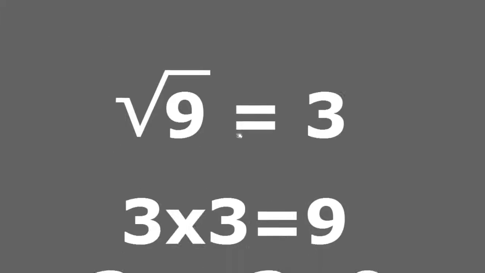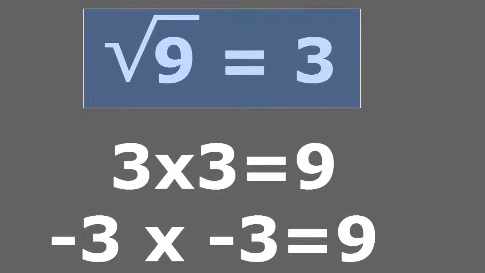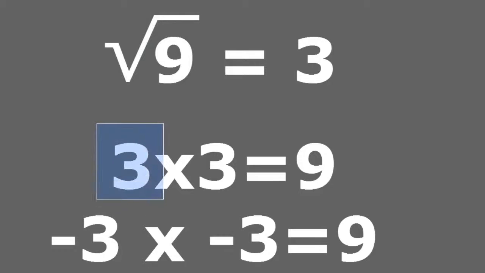But you may have noticed that there is another number that when multiplied by itself also equals 9. That is the number negative 3. So negative 3 multiplied by negative 3 also equals positive 9. So why is the answer the positive 3 and not the negative 3, or both? The truth is that both 3 and negative 3 are roots of the number 9. But it is implied, you see this sign right here, the radical sign, that we are asking for the principal root. And the principal root is the positive root.